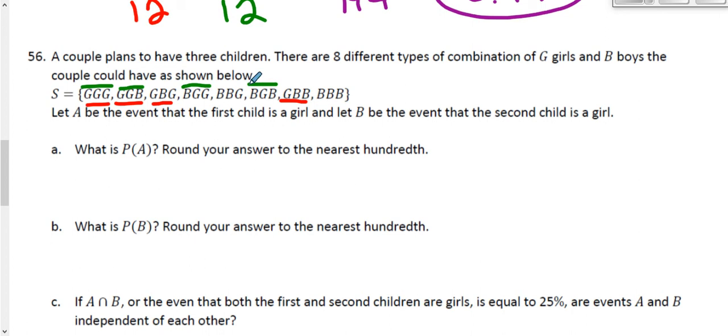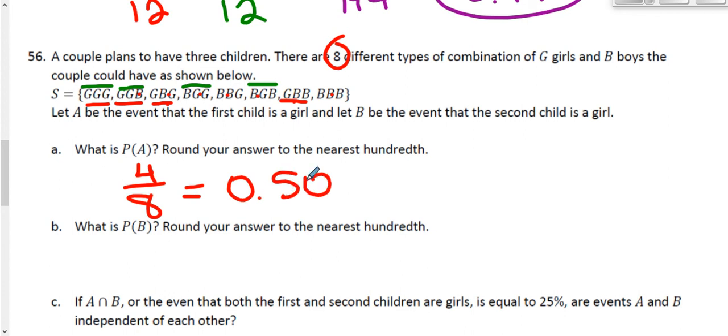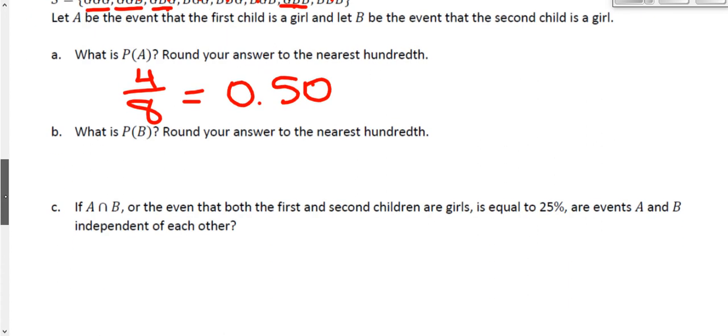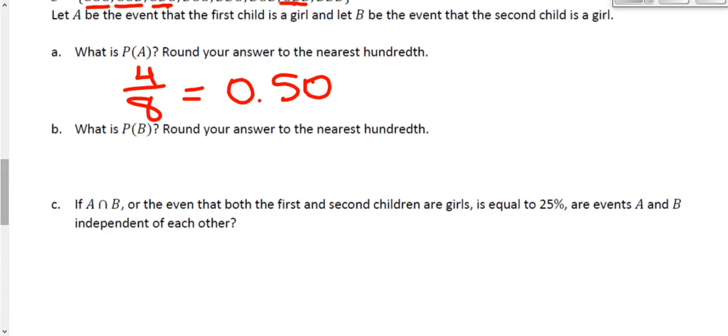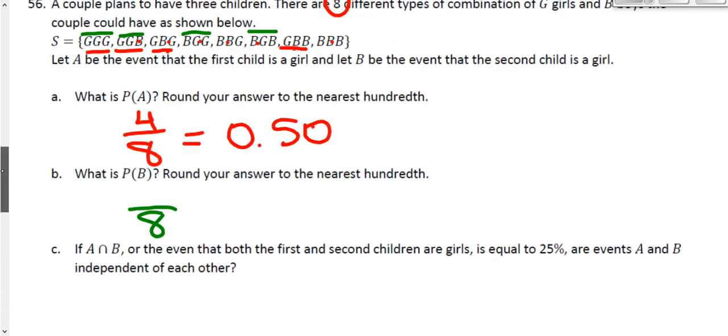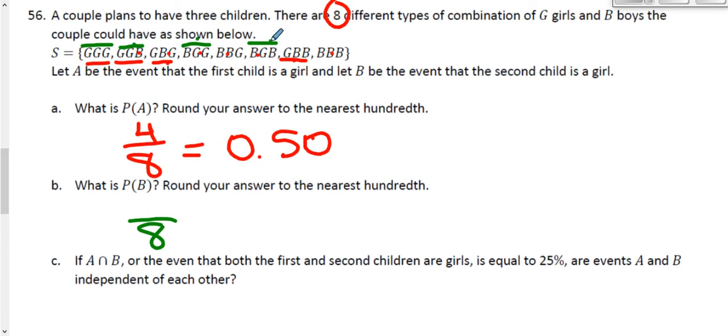And that's it. So our first question is, what's the probability for event A? Out of all of the possible scenarios, 1, 2, 3, 4, 5, 6, 7, 8 different combinations, how many of them had the first child be a girl? That's the red. 1, 2, 3, 4 out of 8. Round to the nearest hundredth. That's 0.5. If you want to put the hundredths place in there, it is a 0, or 0.5 is acceptable since it was exact. What is the probability of B? Out of all 8 scenarios, how many of them had the second child as a girl? 1, 2, 3, and 4. Again, half of the scenarios had the second child as a girl, so 0.5 or 0.50.